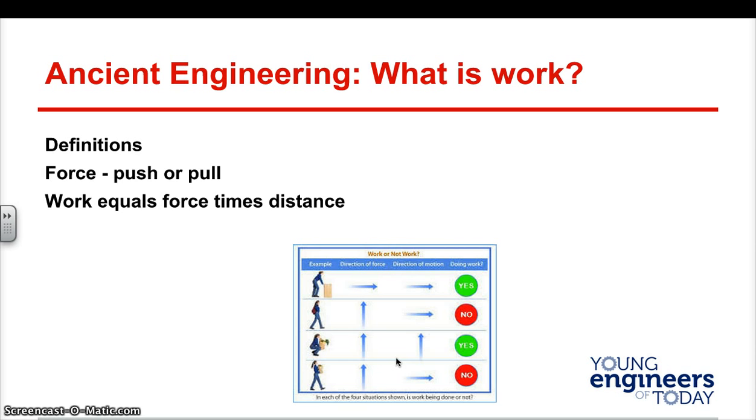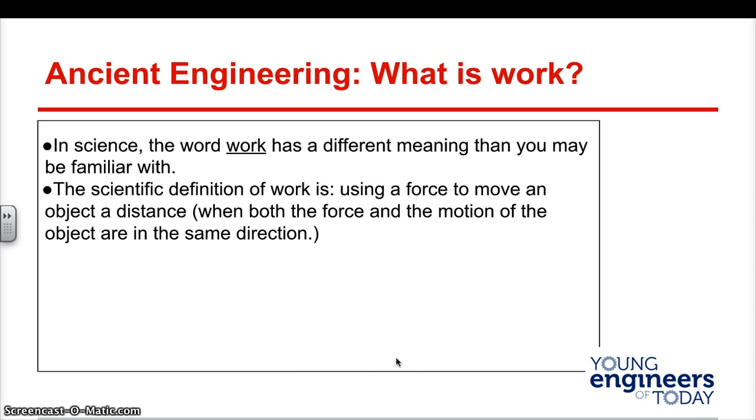Now, sometimes things look like they're work and not work, because what's important here is the direction of the force and the direction of the motion. As you can see in this image, you have to have a clear direction of force and direction of motion to be measured. We use the word work a lot, but it has a different meaning in science versus outside of the science realm. The scientific definition of work is using a force to move an object a distance when both the force and the motion of the object are in the same direction. If that's not clear, you can't determine work.